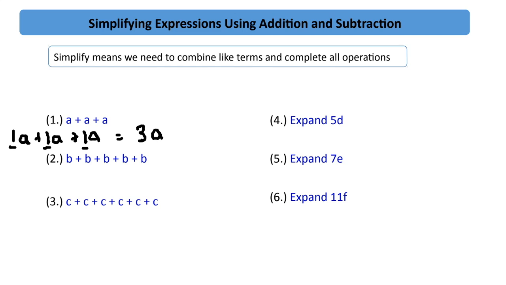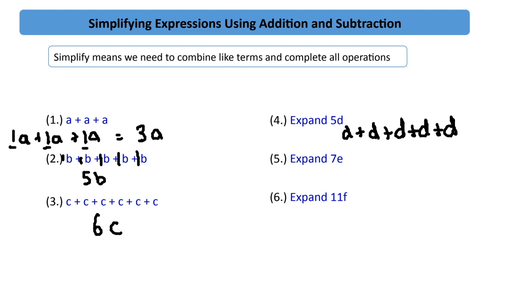So in the next example with the B plus B plus B plus B plus B, again, we don't write it, but we have a coefficient of 1 in front of each of these. So we have 1, 2, 3, 4, 5 B's when combining my like terms. For C, we have 1, 2, 3, 4, 5, 6 C's. So these are very simple examples, but just to show you that we just add the coefficients. So if I want to expand 5D, we're going to do the opposite: 1, 2, 3, 4, 5. For E, we're going to go 1, 2, 3, 4, 5, 6, 7 E's.